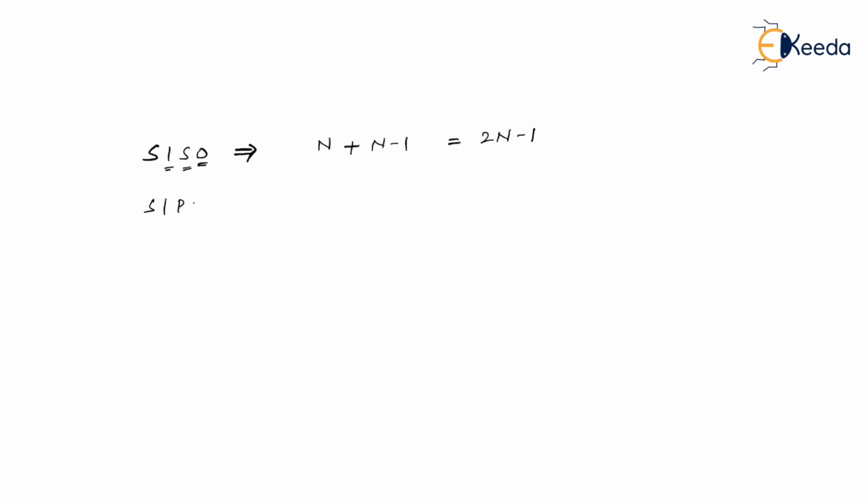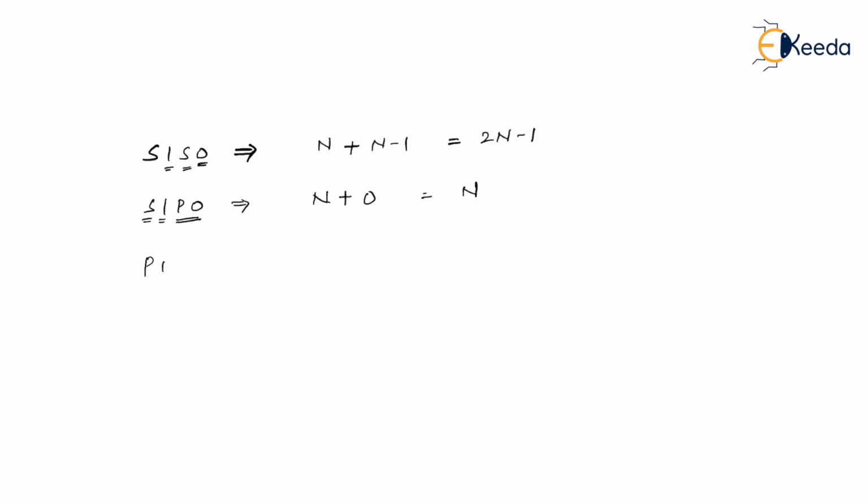When it is serial in parallel out, let's see what happens. Since it is serial in, you require n clock pulses for storing the data. And once you store the data, you require no extra clock pulse to retrieve the data. So ultimately the sum is n.